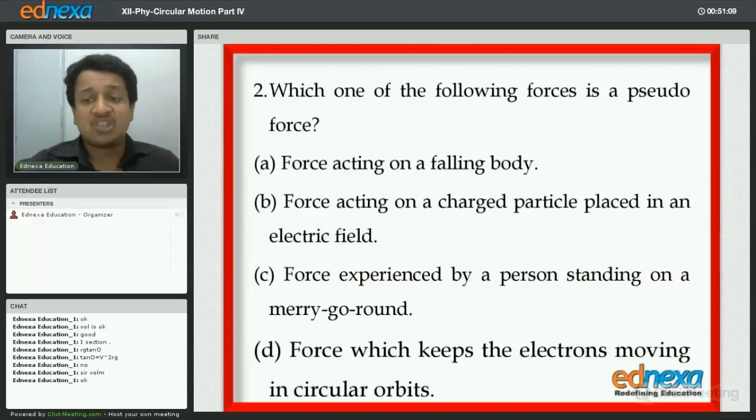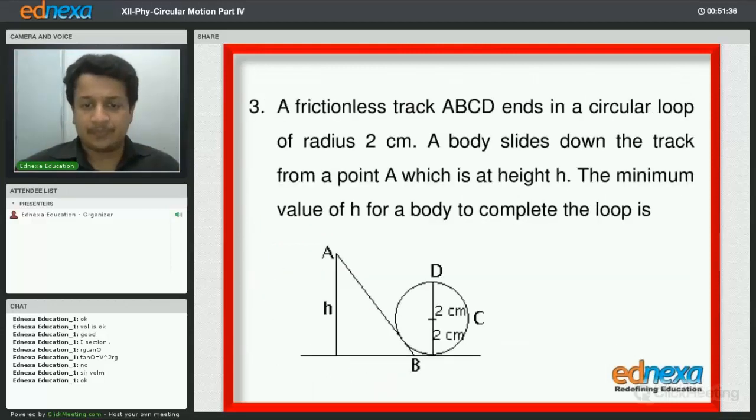Force experienced by a person standing on a merry-go-round. Yes. Over here, the person will definitely experience centrifugal force. So this is a pseudo force. Centrifugal force is a pseudo force. The last one, force which keeps electrons moving in circular orbits. No. Magnetic force is responsible for keeping the electron moving in a circular orbit. So magnetic force is also not a pseudo force. So obviously C is the correct option.